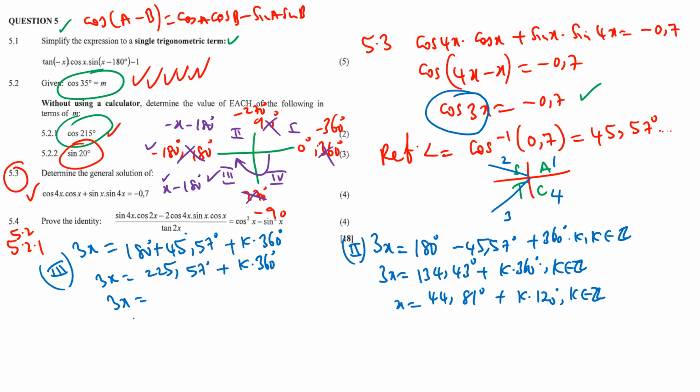Divide by 3. So if you divide by 3, it becomes 75, 19, 120 degrees, k is an element of the set of integers.